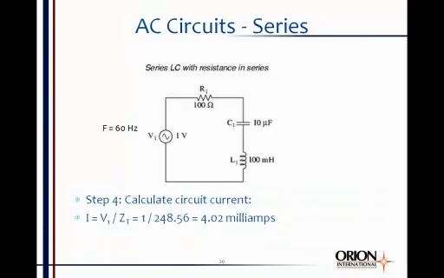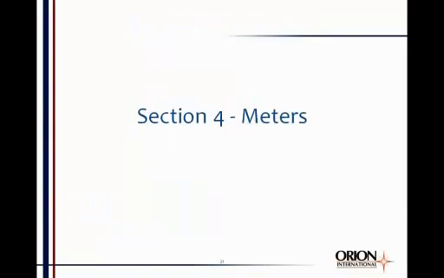Now we were asked to find the total circuit current. Since we now know the total impedance as seen by the source, we can just use Ohm's law for AC circuits and say that the current equals the voltage divided by the total circuit impedance. That's 1 divided by 248.56. 4.02 milliamps is how much current will flow in this circuit. 4.02 milliamps of AC current flow. So there's a good example of AC circuits using a series circuit. All right, let's keep moving.